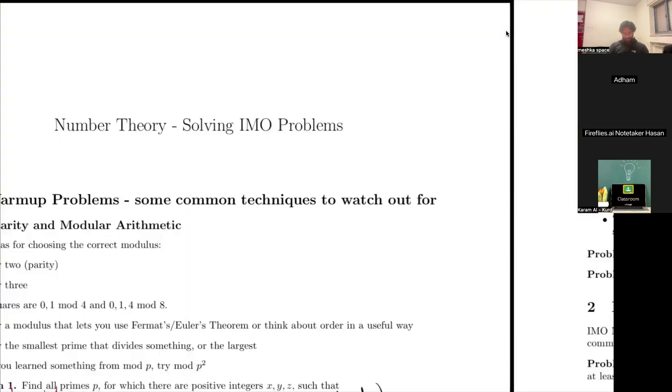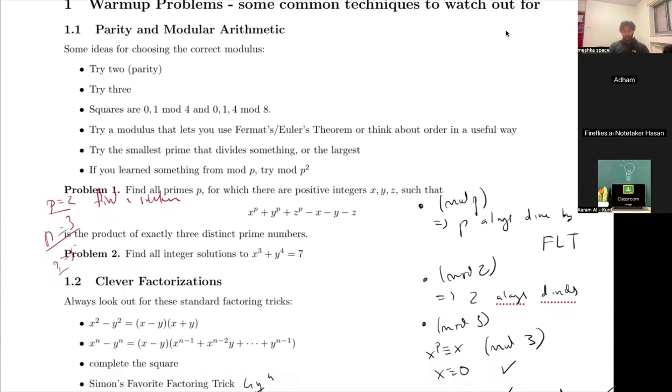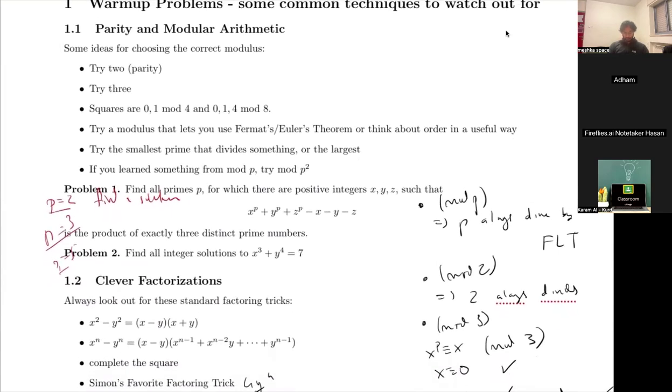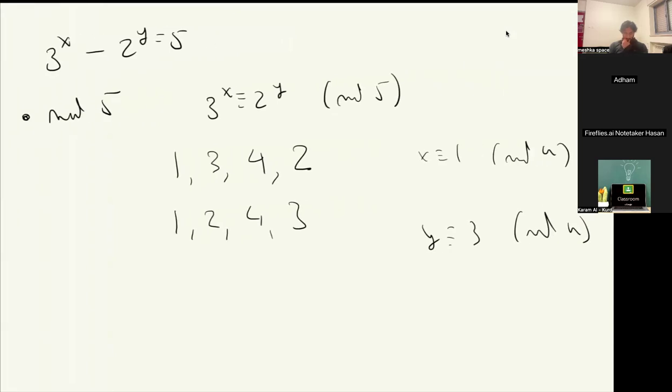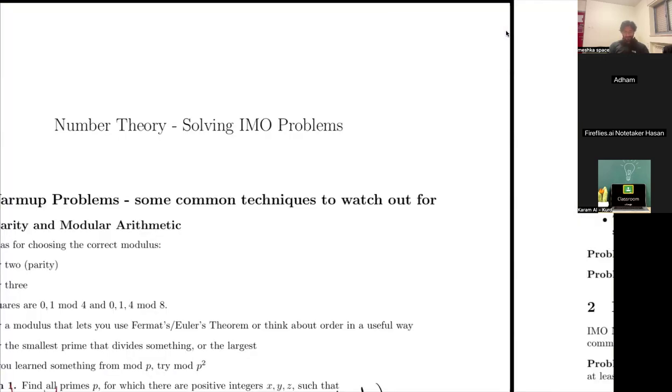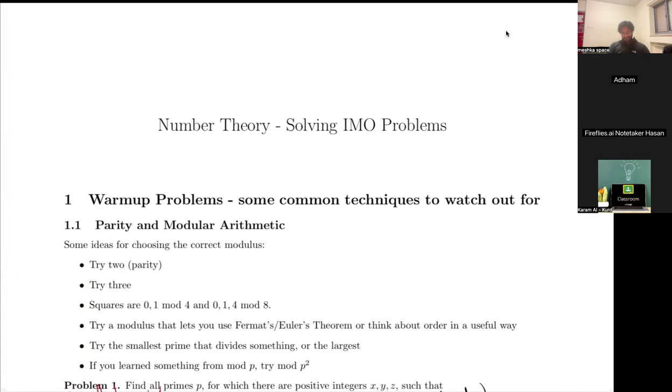Let's look at our list of how to pick a modulus. You should always try 2. I'm not sure 2 helps us that much here, because I'm not sure parity will help us very much. Maybe it will. If you try parity, we get odd minus even is odd, which is not very helpful. But the second hint here is to always try mod 3.